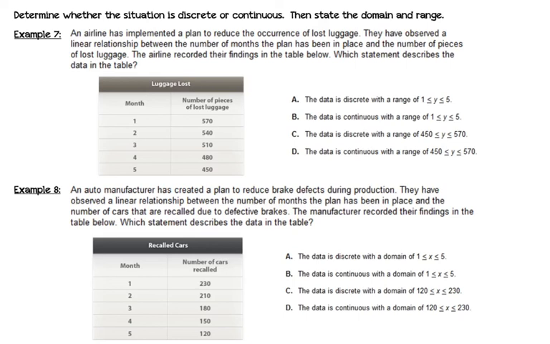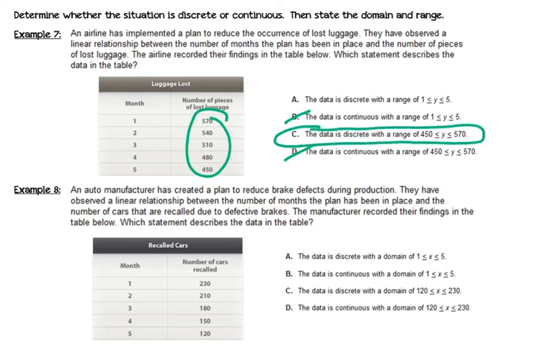So now we need to be like, okay, is the range between 1 and 5? Nope, the range is here. We know it's not continuous. And the range is between 450 and 570. So the answer to this one should be C. So let's take a look at the next one.